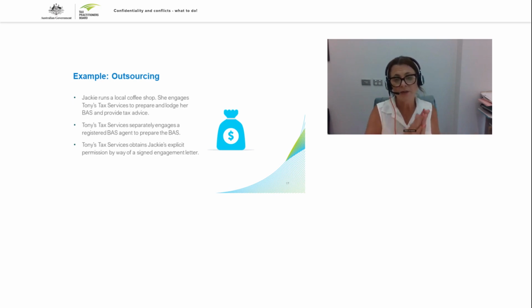In order to send Jackie's information to Bella to enable Bella to prepare the outstanding BASs, Tony's Tax Services needs to disclose its arrangement with Bella in its letter of engagement with Jackie. Now, in this case, he is using a letter of engagement, but if he doesn't use a letter of engagement, he still needs to disclose it. So Tony's Tax Services obtains Jackie's explicit permission by way of signing that engagement letter to disclose that information to Bella. So Tony has complied. If he does get Jackie's permission, he has complied with his obligations under Code Item 6 in this situation.